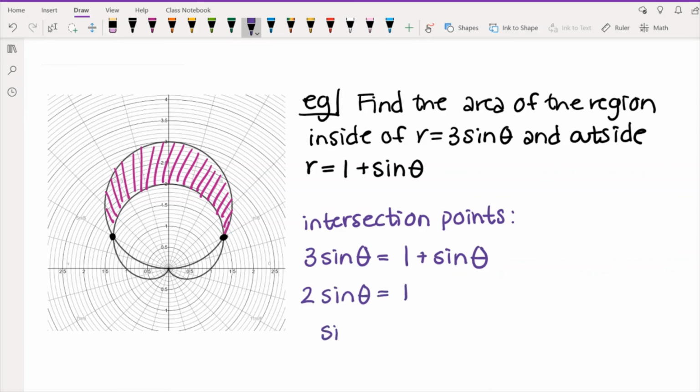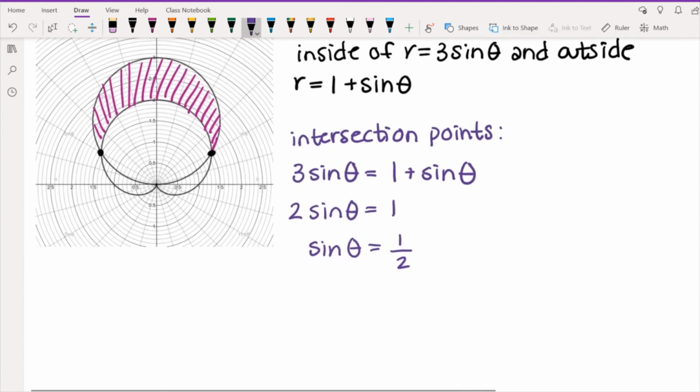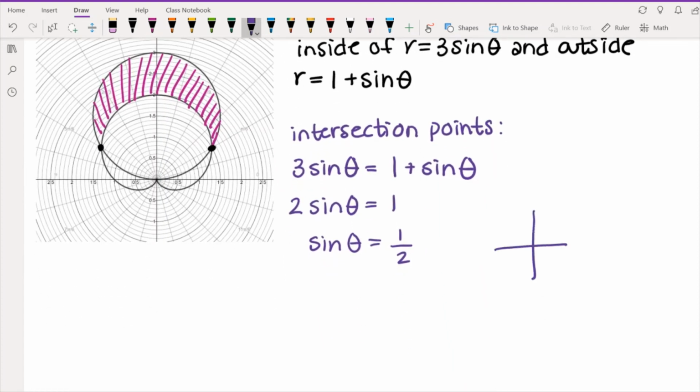And so that means that sine of theta is 1/2. And so what are the angles that give you sine of theta equal to 1/2 when you're between 0 and 2 pi? Well, one would be pi over 6, and the other one would be 5 pi over 6. So theta is equal to pi over 6 and 5 pi over 6. So those are our 2 points here. And we can see that as well on the graph, that those are the intersection points.